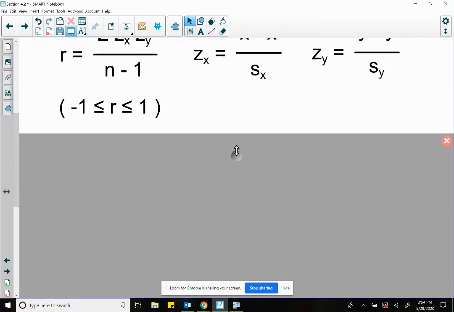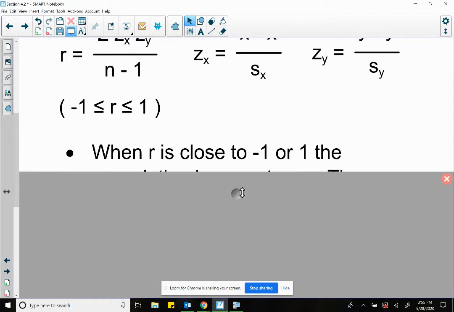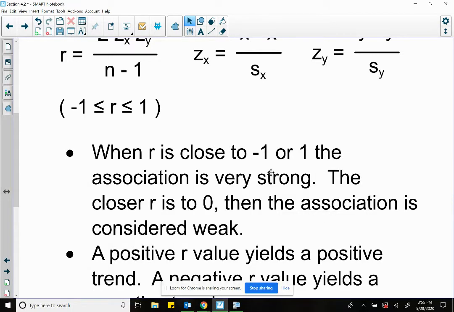Okay? So that you know, the correlation coefficient is a number that falls between -1 and 1. It can be equal to -1 and it can be equal to 1. So this answer cannot be any bigger than 1 or any smaller than -1. It lies between -1 and 1.